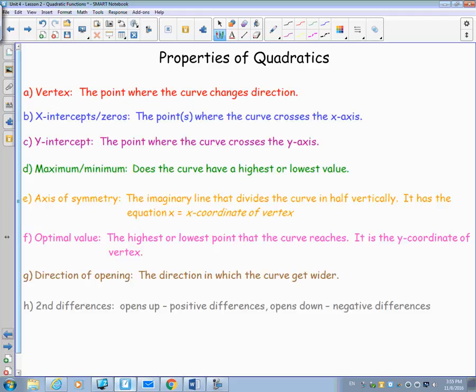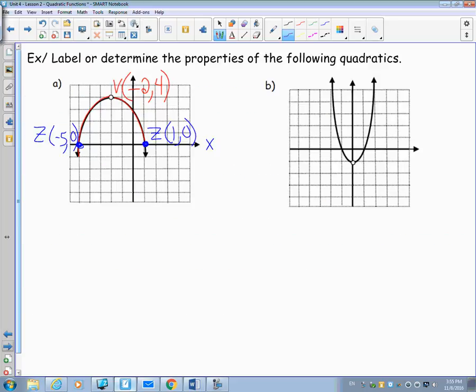Okay, letter C, the y-intercept. We know what that is. We've dealt with that in the past. It's the point where the curve crosses the y-axis. You're only ever going to have one of those, and often it's not a nice point. This one's kind of nice. Our y-intercept is 0 and 3. But you often end up with decimals or really big or small numbers, so don't stress too much about the y-intercept.